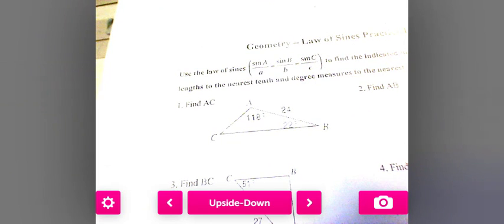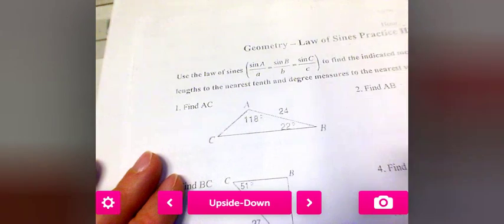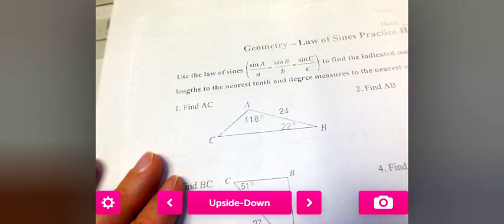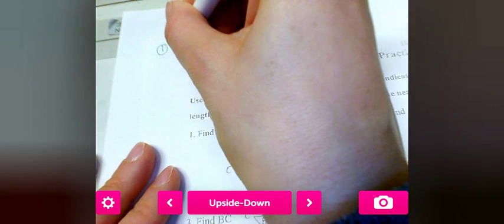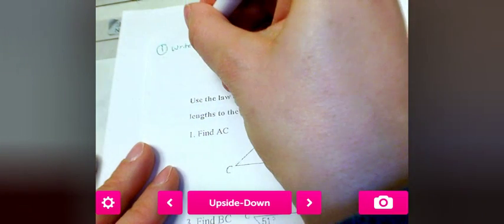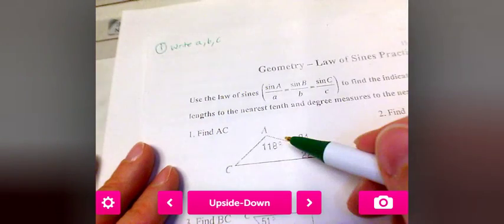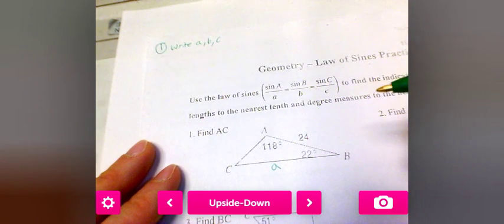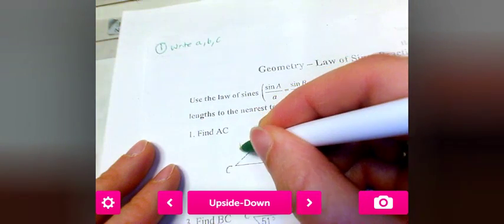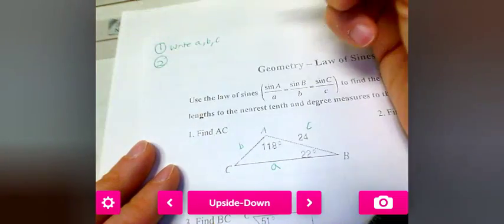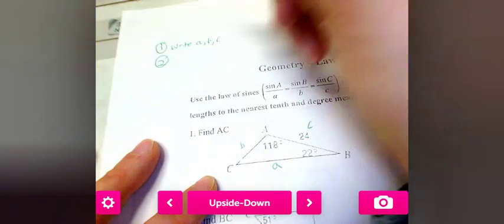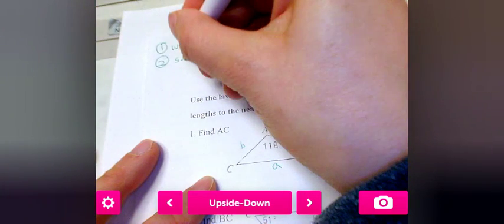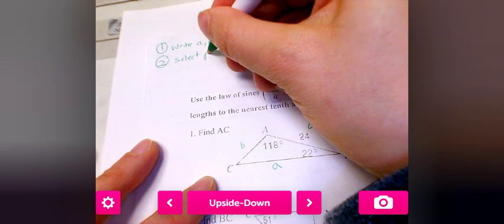I'm going to go ahead and do number 1 right here. There's kind of a lot of steps, so I can write the steps down as well. First step is to write little a, b, and c down. They're across from your angles. So this is little a, little b, little c. I'm doing one of your homework problems, so I would do it right now. Second step is to select part of our equation.